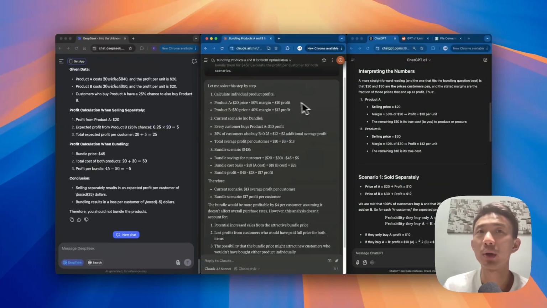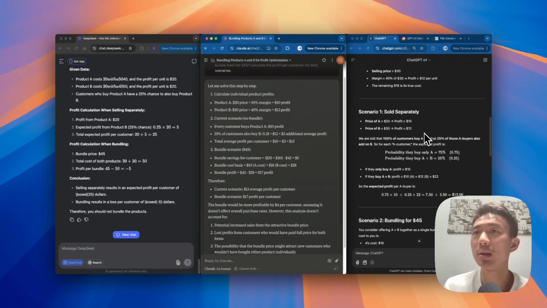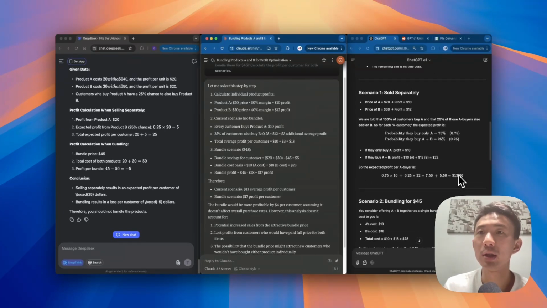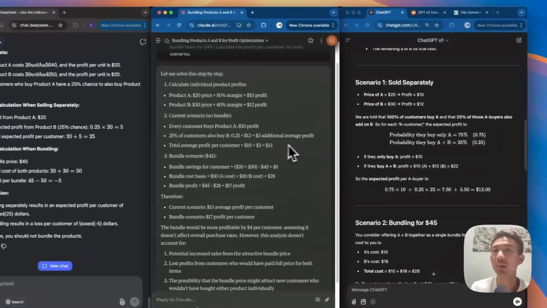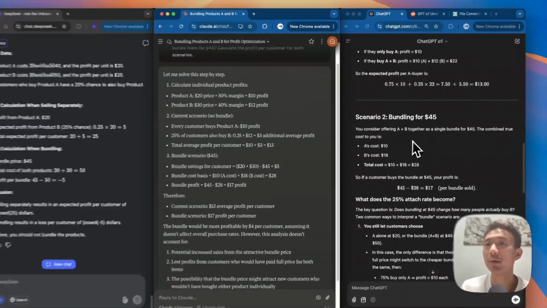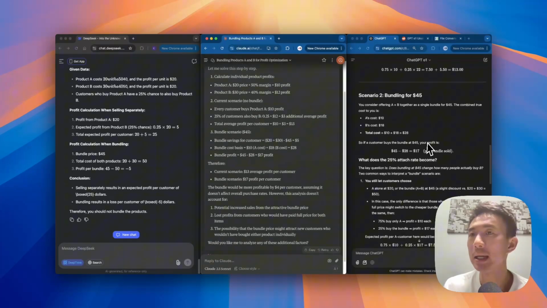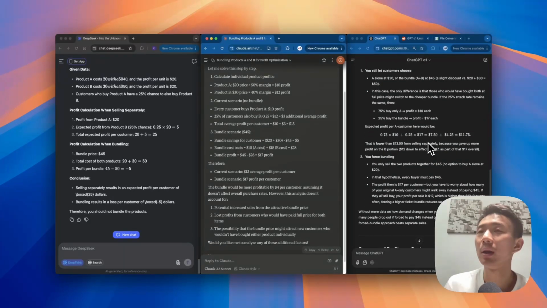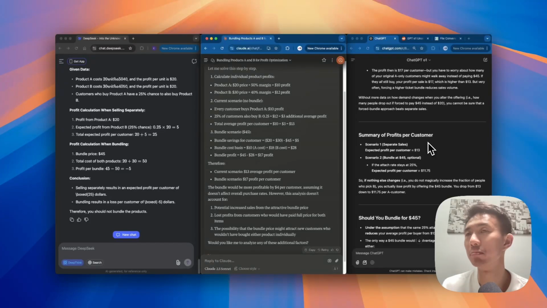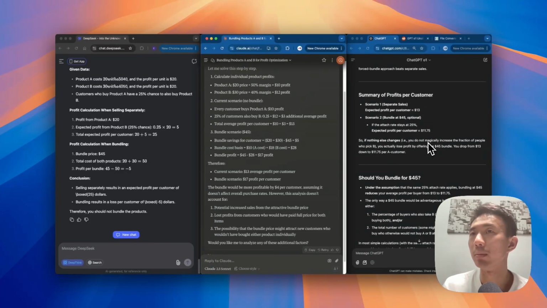For example, product A profits 10 per unit, product B 12 per unit. Sold separately, it will be $30 for the expected profit. Same here, and then bundling for $45, it will be $17 for the bundled profit. But I would say it is more comprehensive by O1.